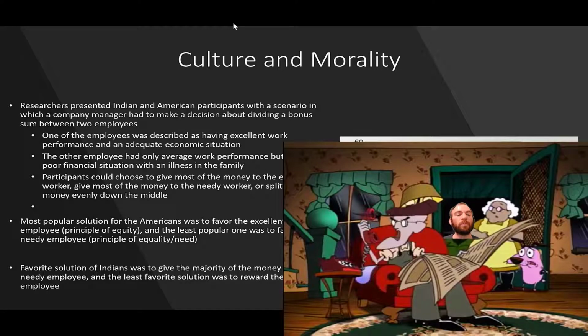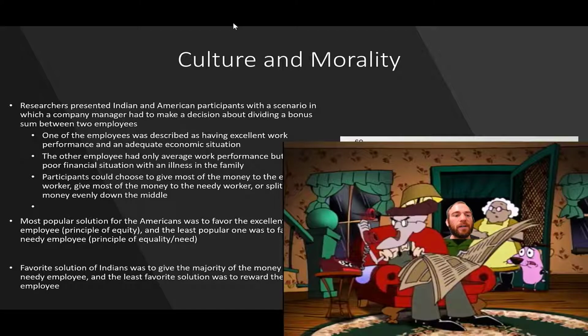The most popular solution for the Americans was to favor the excellent employee, that is the principle of equity. And the least popular one was to favor the needy employee, that is the principle of need. The favorite solution of Indians was to give the majority of the money to the needy employee, and the least favorable solution was to reward the excellent employee.